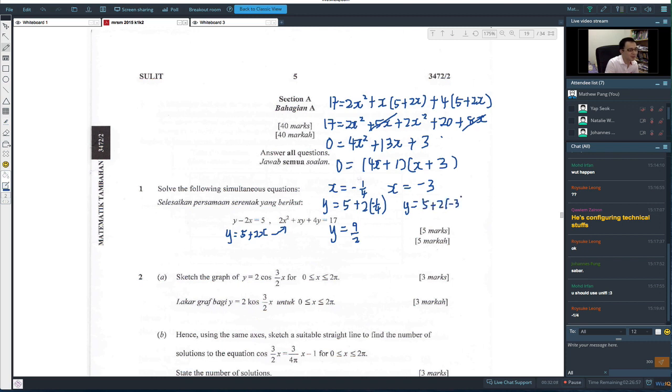Right, just like this. 5 marks. I think this is some bonus mark question. So let's move on to the next one.